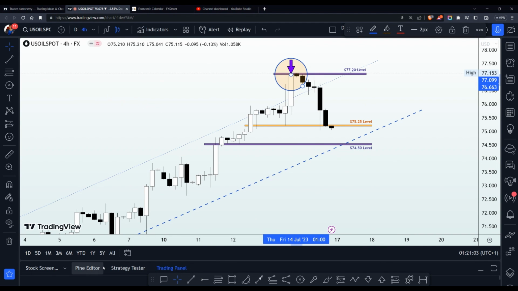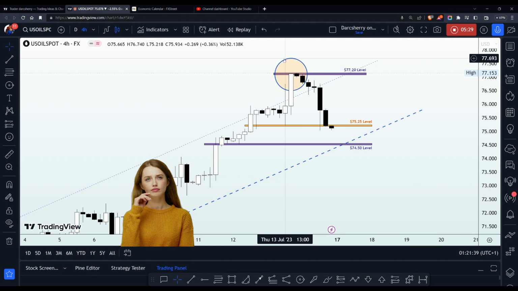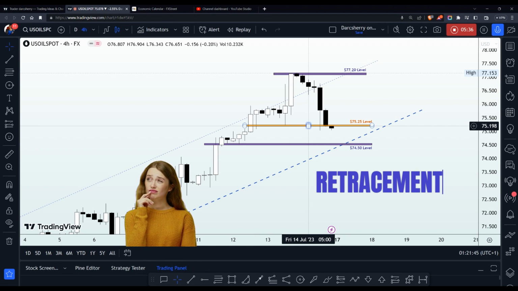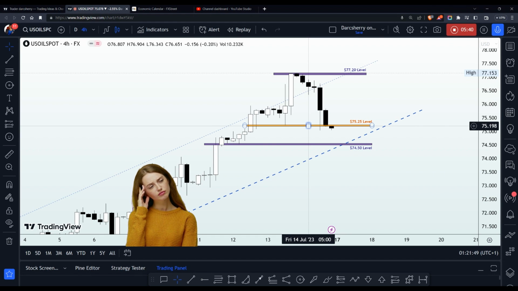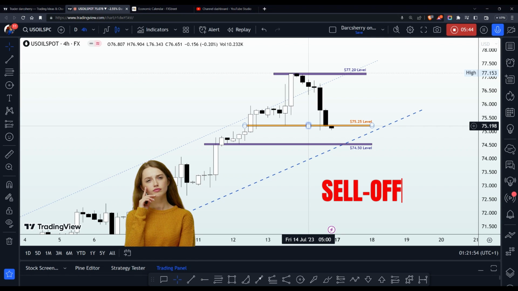And I'm of the opinion that this move that we witnessed was a result of a strong consumer sentiment report from the US economic docket. It could have been a major factor in this profit taking activity that we saw here. Now, the question going into the week at this point is: is this going to be a retracement of the impulsive move that started last week?